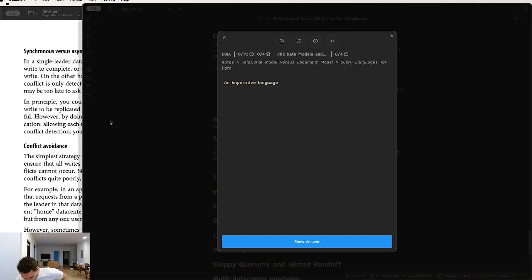I looked up the meaning of imperative, and I can't remember it anymore. But there's a declarative and an imperative. Imperative is saying exactly what you want and exactly how to do it. Certain operations in a certain order. 2.4 months gone. Impedance mismatch. Oh shit.